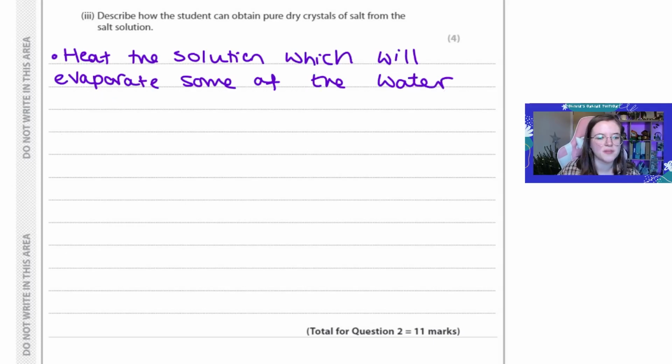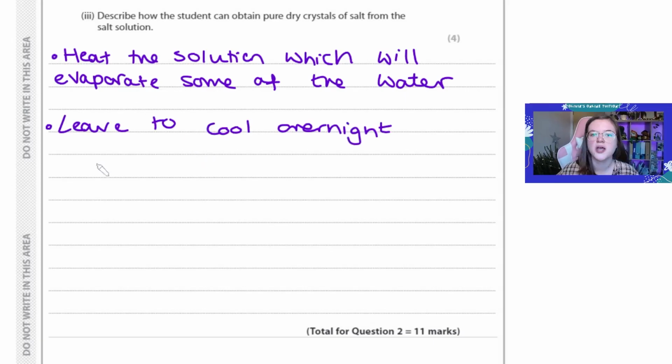There we are. And then you might have done this practical with the bright blue copper sulfate crystals. What you probably would have done is heated it a little bit in your evaporating basin, and then you would have left it overnight. Then you're going to leave it to cool overnight, which is then going to get rid of the rest of the water. If there's any water still remaining in that beaker, the crystals will be a bit soggy, and there's water left at the bottom.